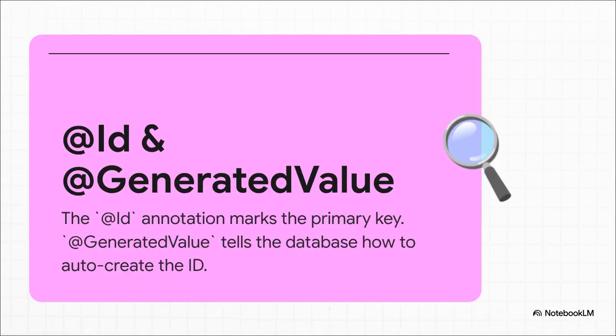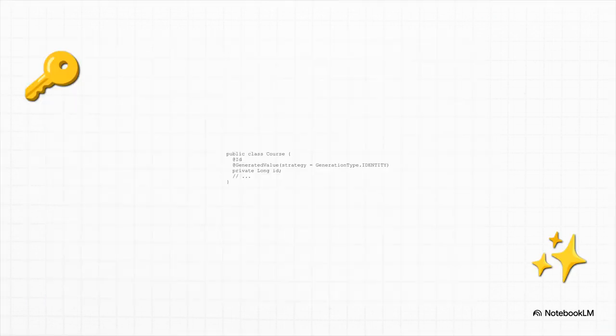Okay, every table in existence needs a primary key, that one unique ID for every single row. The @Id annotation is how you mark which field in your class gets that special job. But let's be real, who wants to manually assign IDs all day? Nobody. That's why we almost always pair it with @GeneratedValue, which tells Hibernate, hey, don't worry about this, let the database handle it. And here we see the most popular kid on the block, GenerationType.IDENTITY.